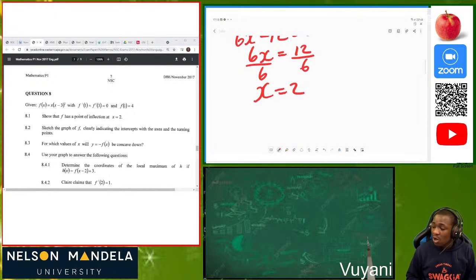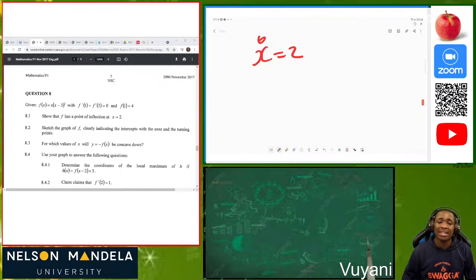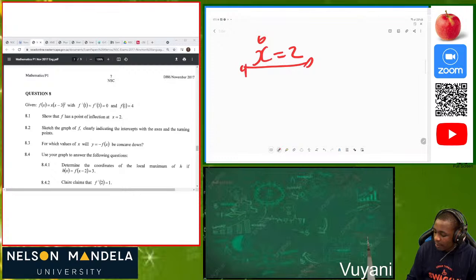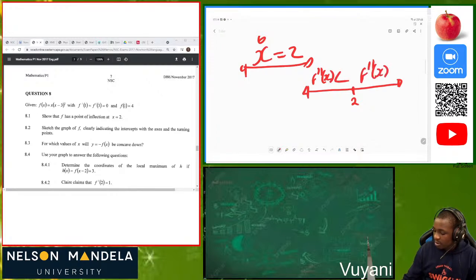But we are not yet done, guys, because we must have an explanation so that we can really prove that it has a point of inflection. So we find out it is x equal to 2. I always urge people that we draw a number line so that we can have an explanation. An explanation always has 1 mark, okay? So here we have our 2. On this side, f double prime of x must be less than 0, and on this side f double prime of x must be greater than 0.